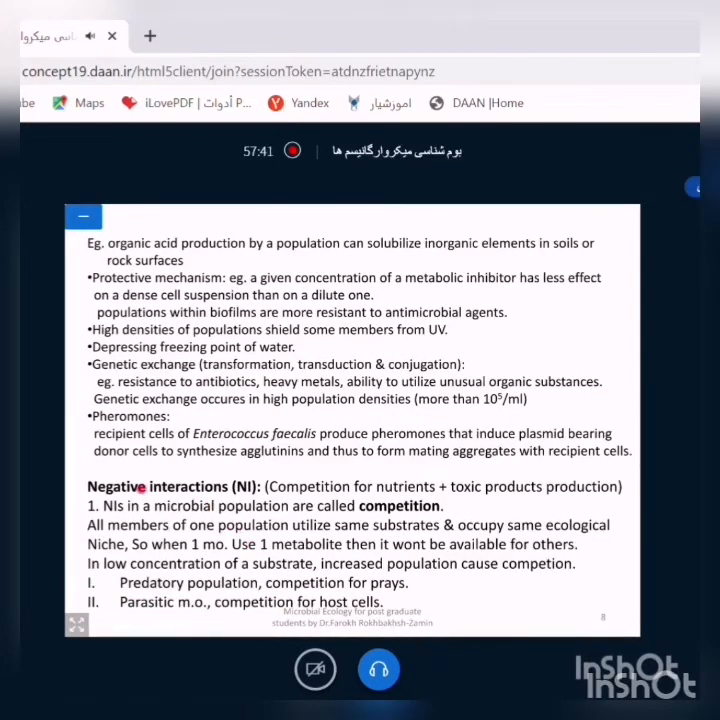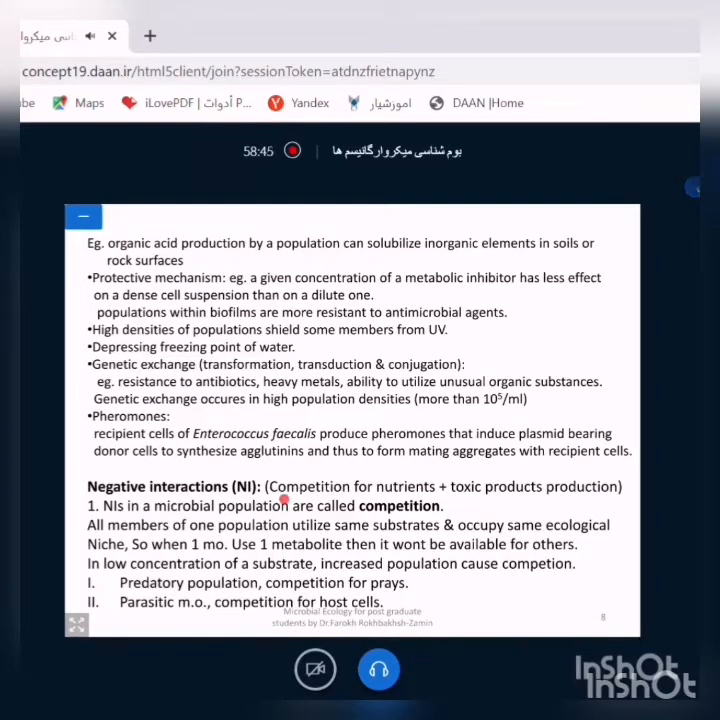But sometimes food is not sufficient, so the interaction changes to a new, negative interaction that we call competition for nutrients. And on the other hand, after a period of time, toxic substances produced during metabolism and excreted by one bacterium into the habitat are toxic to the whole population. So 2 problems happen for one population after some time.